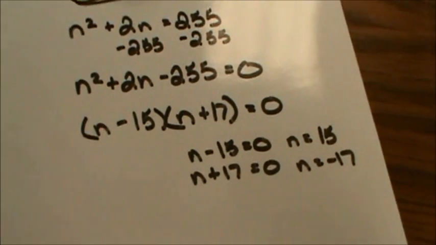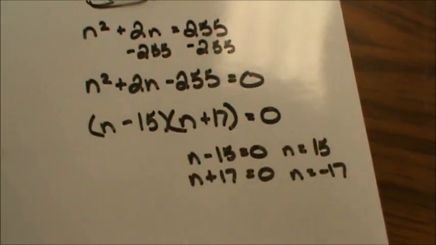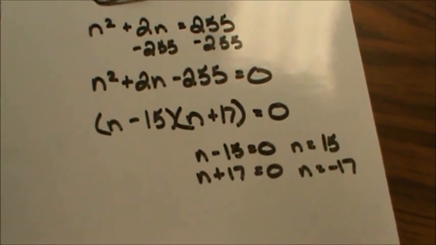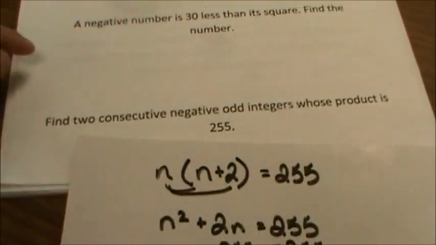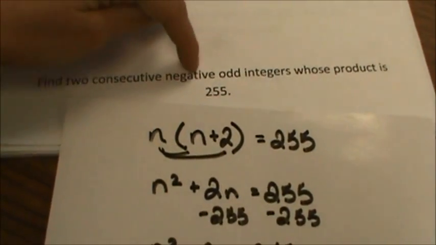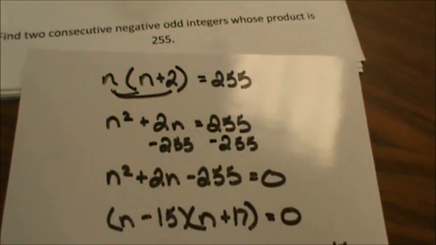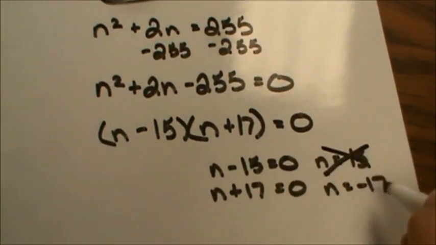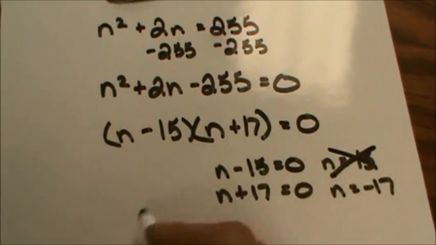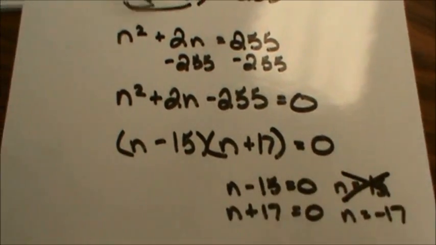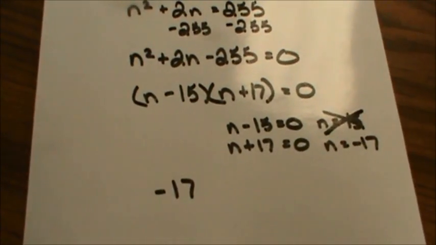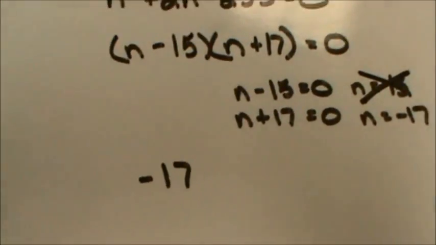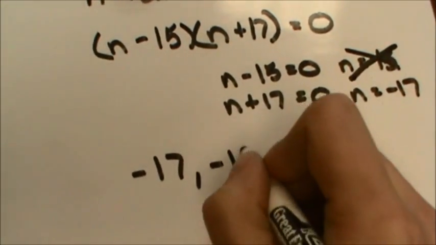Let's go back and read the original problem and determine if both of these could be our answer or just one of them. I am looking for two consecutive negative odd integers. So that means the 15 is out. This would be the first negative odd integer. What is the next negative odd integer after that? Negative 15.